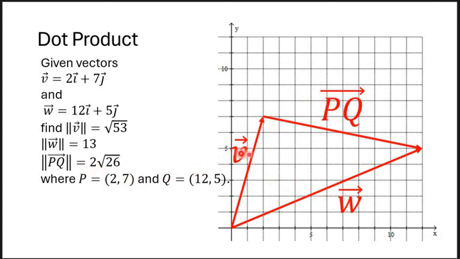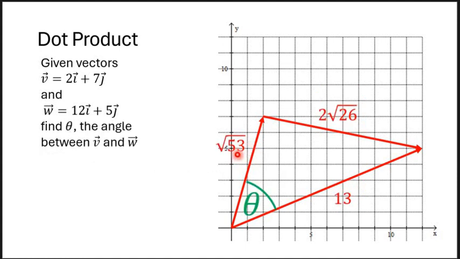So I now know all three of these lengths. I know that this length is the square root of 53, this length is 2 square roots of 26, and this length is 13.